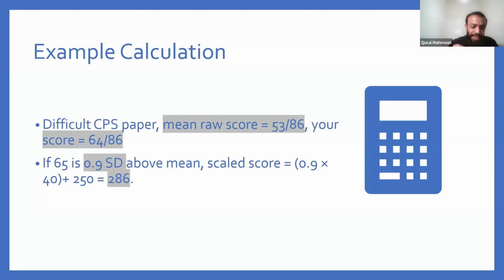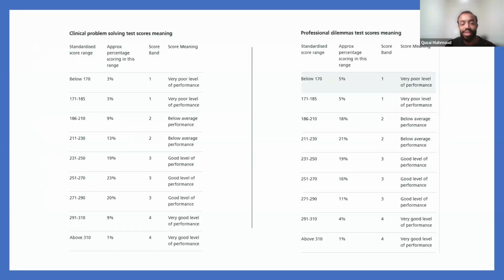So you are scoring the same exact mark, but because the average was less, now you are scoring, instead of 260, now you are scoring 286, which is very high. So that's important to understand. And these are very important statistics from round one in 2025, this year actually.